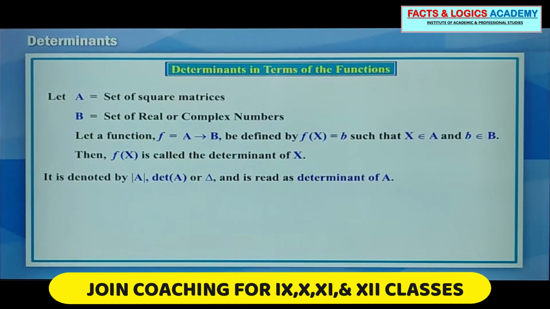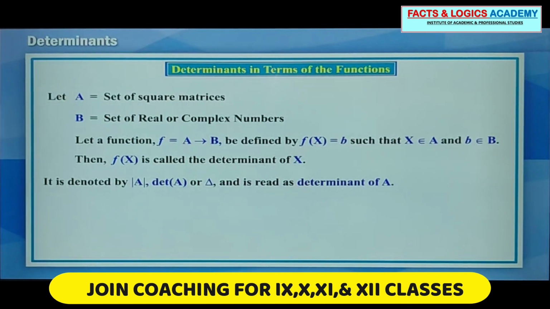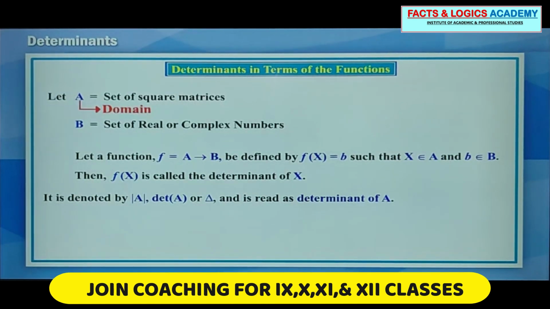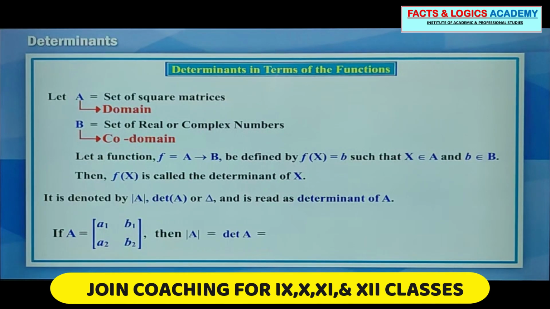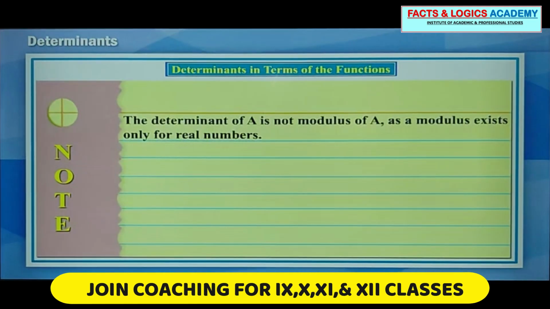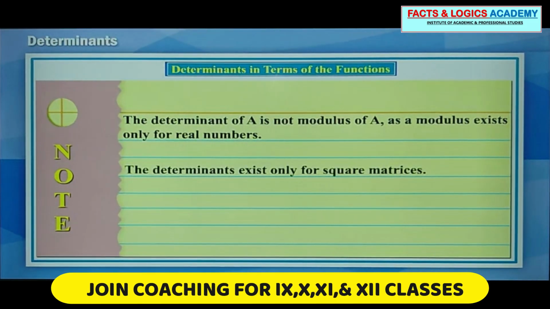A determinant can also be defined as a function whose domain is a set of all square matrices and codomain is the set of the union of real and complex numbers. If A is any square matrix, then the determinant of A is denoted as shown. Note that the determinant of A is not modulus of A, as a modulus exists only for real numbers. Also note, the determinants exist only for square matrices.